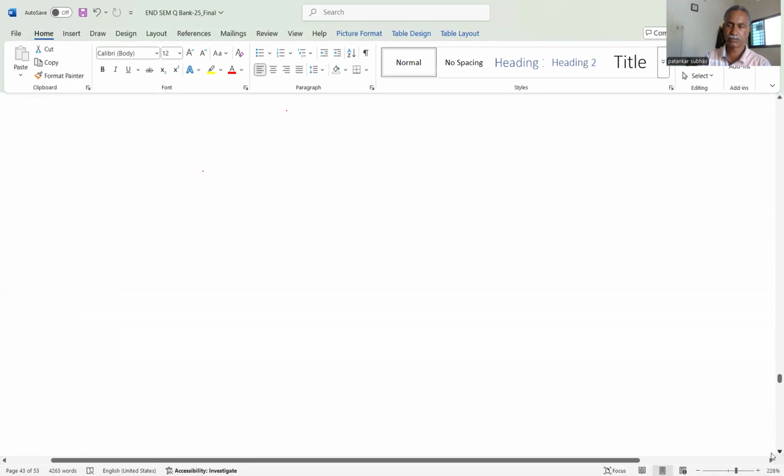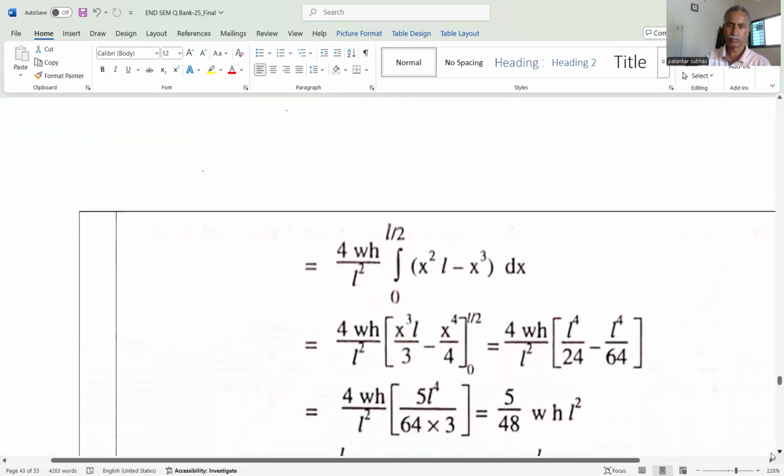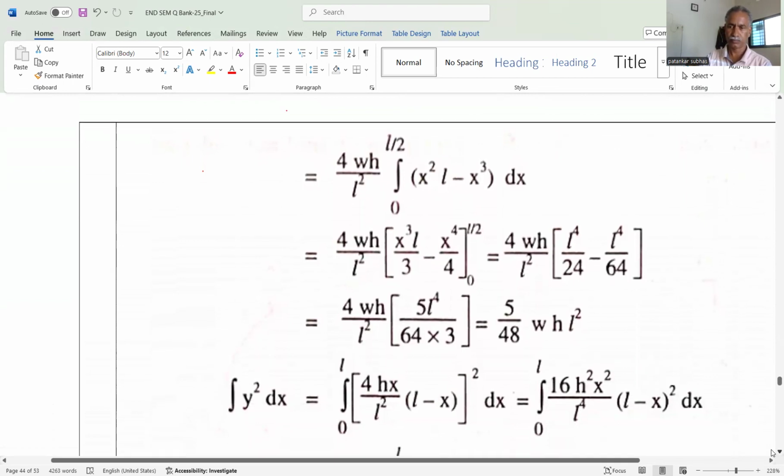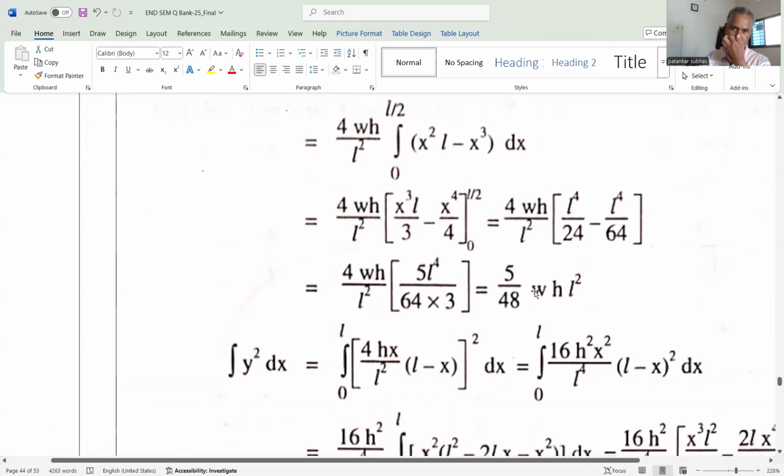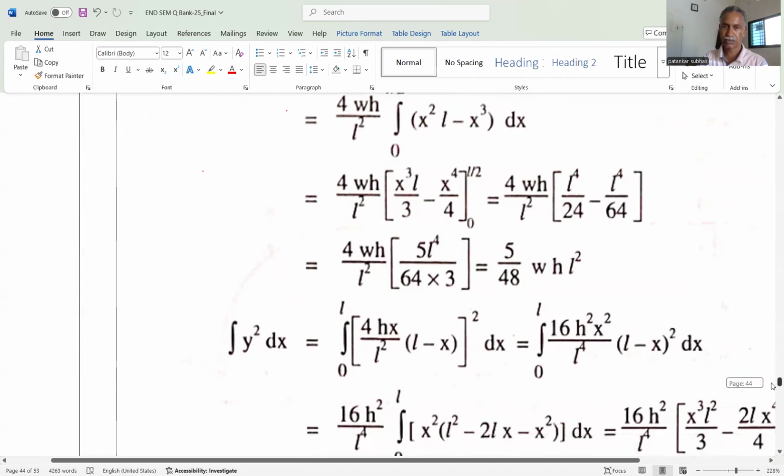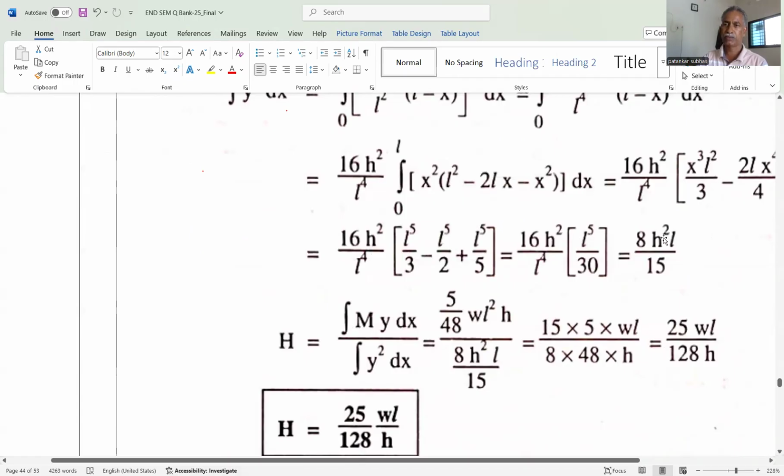The integration of m into y is 5 by 48 W h into L square, and the integration of y square dx is as follows. Here we have considered 0 to L, because y is related with x, and the value of x is equal to 0 at support A, and x is equal to L at support B. Therefore it is 0 to L instead of 0 to L by 2.